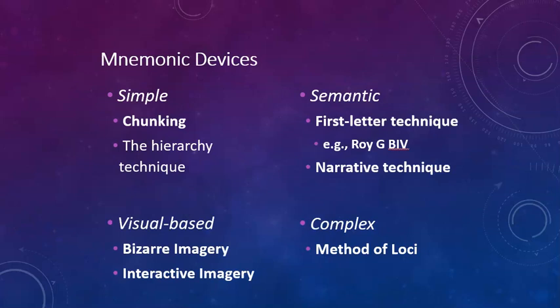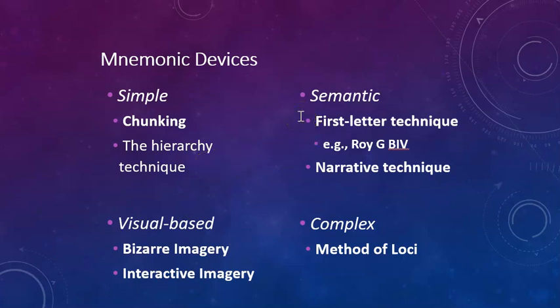Now, again, I mentioned that there's different types of mnemonic devices. So we've got simple, semantic, visual, and complex mnemonic devices. So simple mnemonic devices are, as the word says, very simple. They don't take too much work to create. And the main one is chunking. And remember, we talked about chunking before, how it's just grouping things together that mean something. And this is a hierarchical technique. In other words, this is the one that our mind will automatically do. And it's the first type of mnemonic device used.